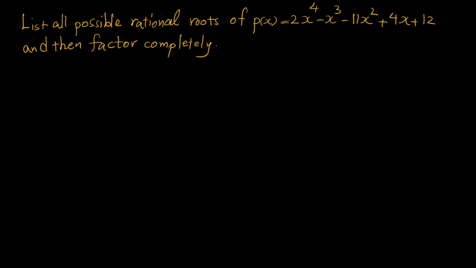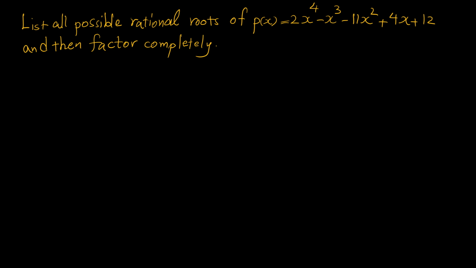Now look at this harder example. List all possible rational roots of this polynomial and then factor this polynomial completely: 2x to the 4 minus x to the 3 minus 11x to the 2 plus 4x plus 12.